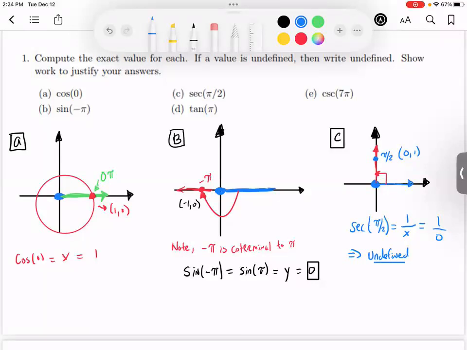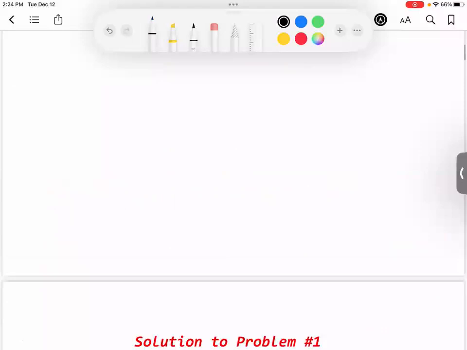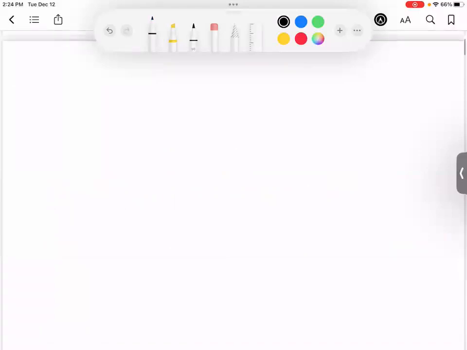All right, so far we got 1, 0, undefined. Let's try again with part D. I need to scroll up so that I can use an extra slide here. In part D, we want to do tangent of pi. So on the graph, we sketch pi again. Here's the vertex, here's the initial side. The terminal side will now be on the negative x-axis.